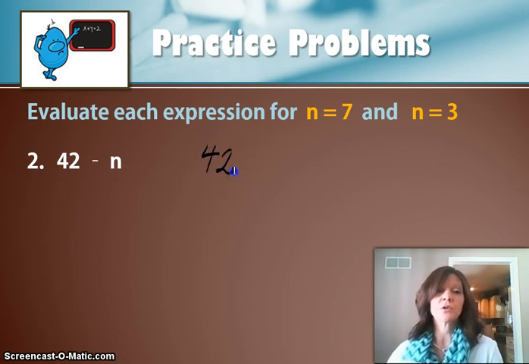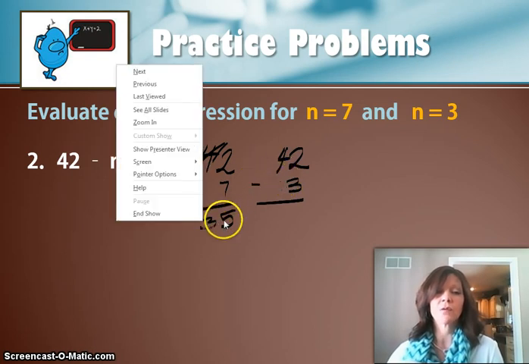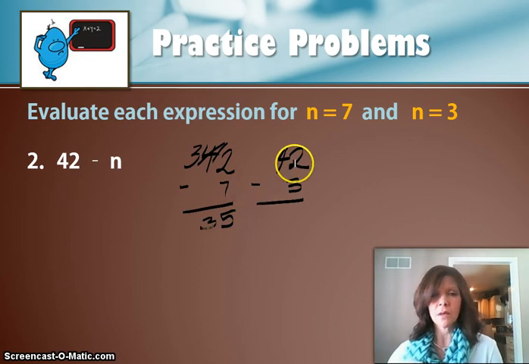All right, you had to set up a subtraction problem here. So you were going to subtract 42 minus 7 and then 42 minus 3, because you're taking your number and plugging it into the n. So you're simply going to subtract. Borrow from the 4, it becomes a 3. Your 2 becomes a 12. 12 minus 7 is 5. 3 minus nothing is 3. So when you solve for n equals 7, your answer is 35.